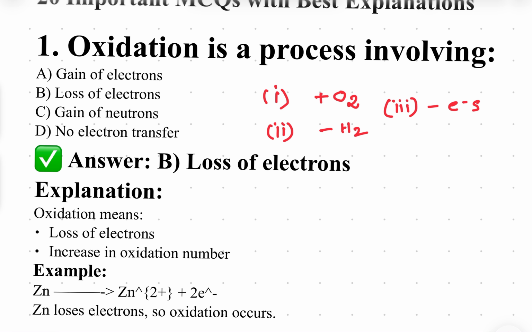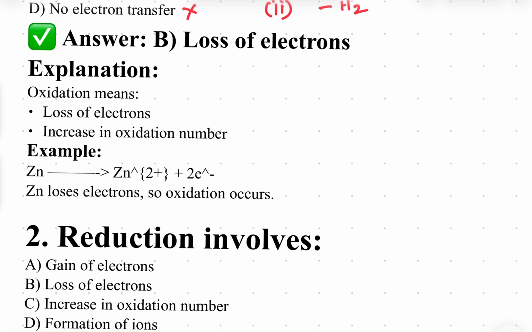So based on this, we can see the options. First one is gain of electron, so this is not it. Loss of electron is there. Yes, this is loss of electron, so your answer is loss of electron. Gain of neutron is wrong, and no electron transfer is also wrong. So your answer is loss of electron is called oxidation, and addition of oxygen is also called oxidation, and removal of hydrogen is also called oxidation. The opposite is called what? Reduction. We'll see this one. Clear? We'll go for the next one.